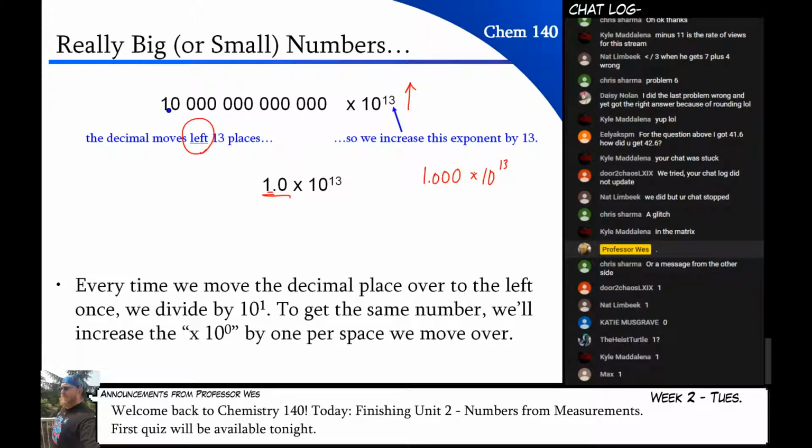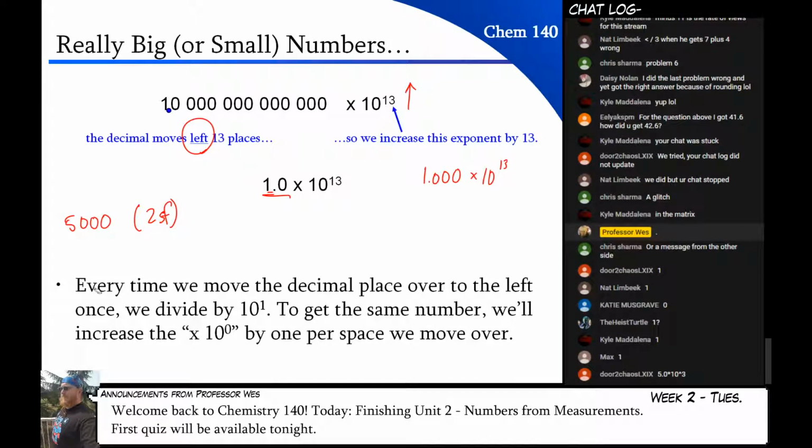In fact, scientific notation is the only way to write certain numbers with the correct number of sig figs. For example, if I asked you to write the number 5,000, and I said I want 2 significant figures, how would you do that? Because if you put a dot there, now it has 4 sig figs. And if you don't have a dot there, you have 1 sig fig. How the heck do you do it? And the answer is to do what you're doing in the chat. There you go. That would be 5,000 with 2 sig figs.